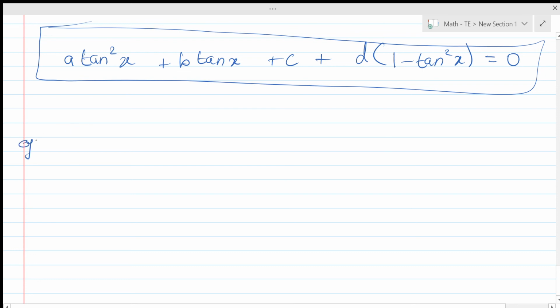Let's solve an example based on this because this is an important one and many questions have come. 3 sine square x minus sine x cos x minus 4 cos square x is equal to 0. Now, there need not necessarily be a d here. There isn't a d. And there isn't a c either.